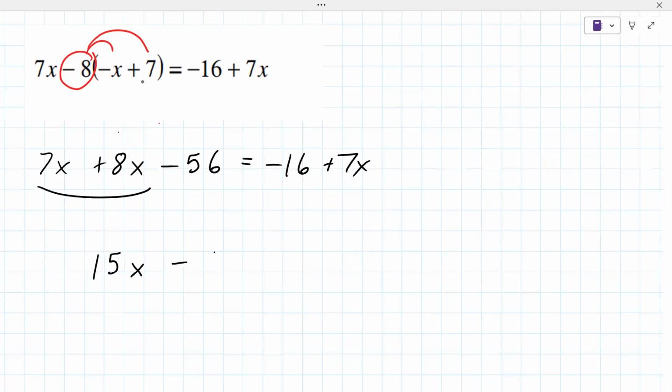So this is 15x minus 56 equals -16 plus 7x. And now we're back down to a problem like we've been solving over and over again today. So why don't you jump in here and solve this? It does work out.